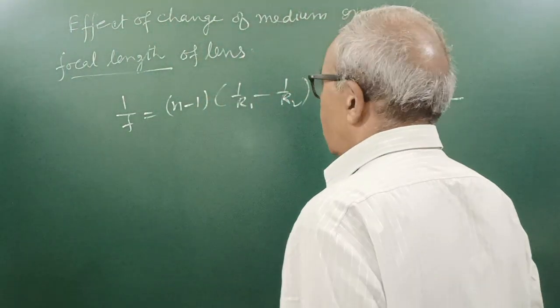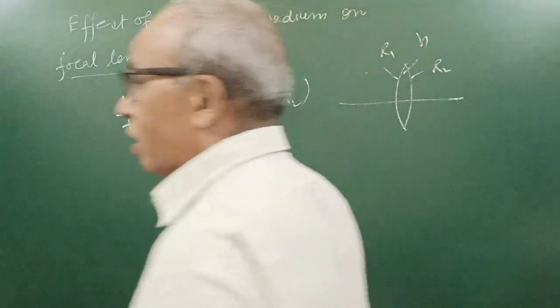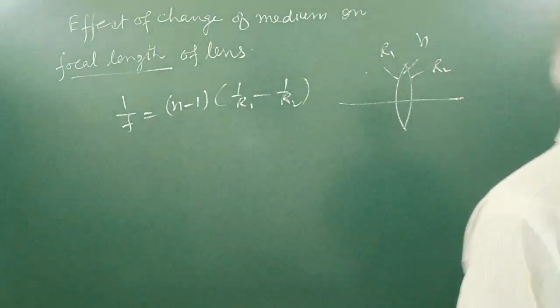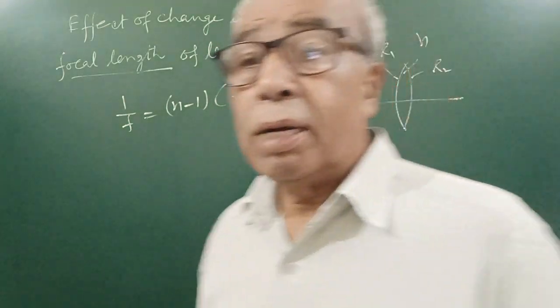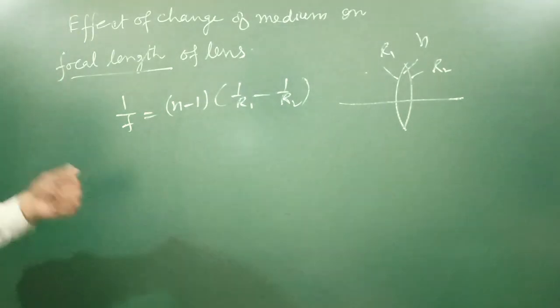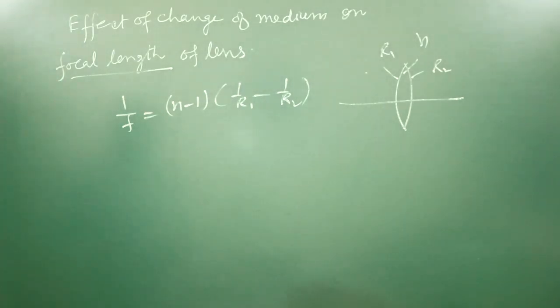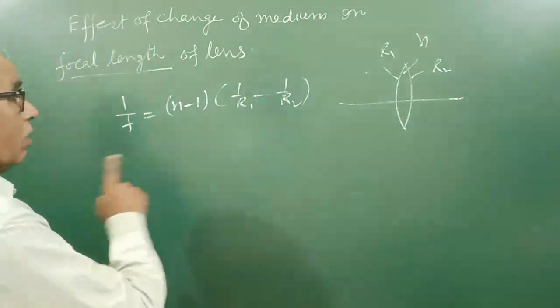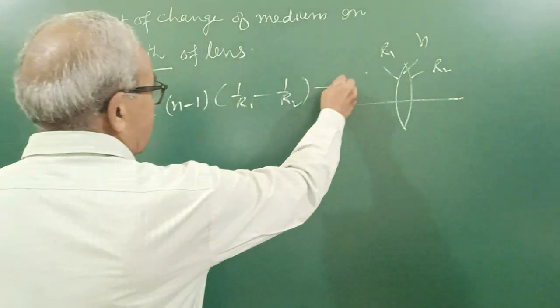So, if this lens is placed in any other liquid, suppose it is dipped in a liquid of index n', like oil or water, then how the focal length would be affected, we have to see that. So let the focal length of the lens in air be f. It is given by this equation.